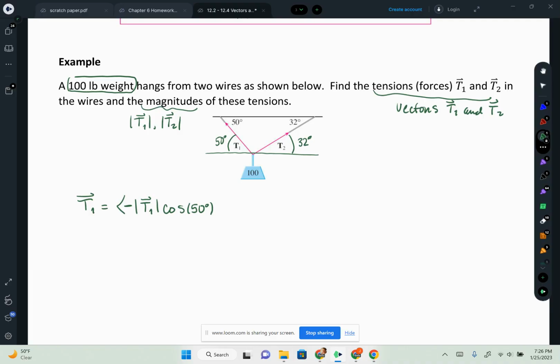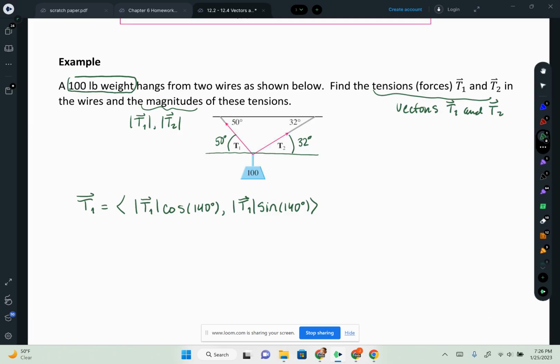Alternatively, I could make it a little more clear by saying the positive angle that T1 makes with the positive x-axis is 140 degrees, not 50 degrees. If I use that, I'll get my negative sign. It'll work into everything, so maybe that's less confusing. The y value will be positive, so we're going to get the magnitude of T1 times sine of 140 degrees.